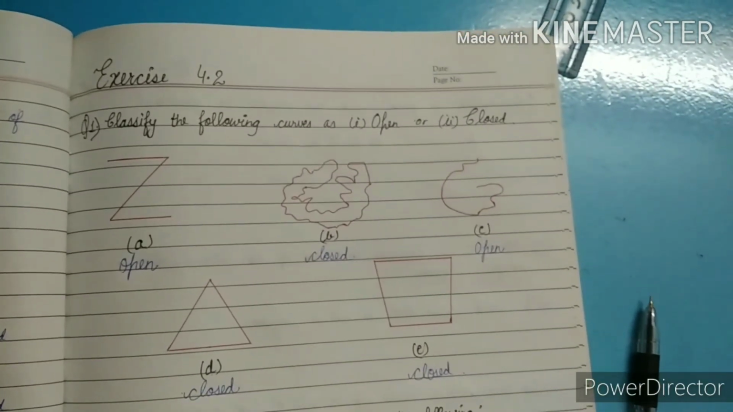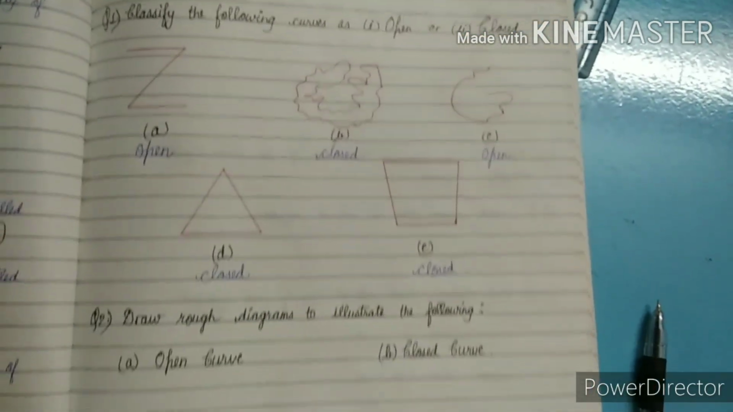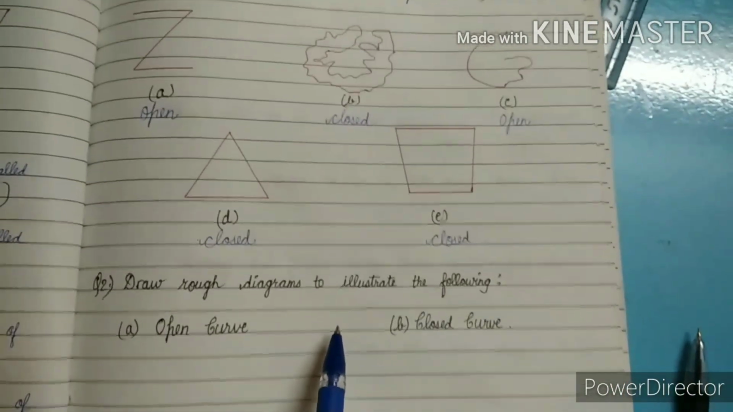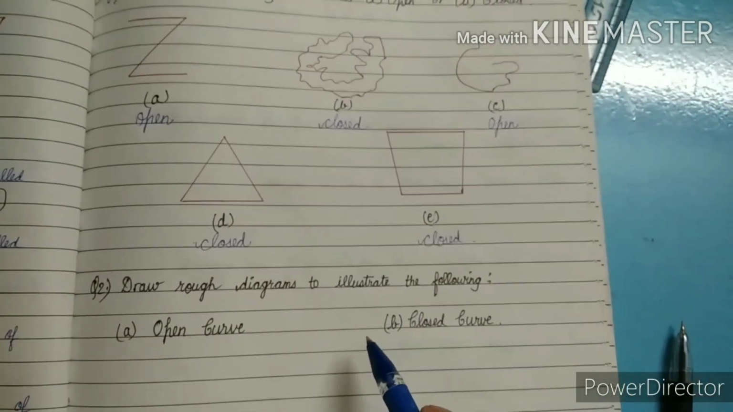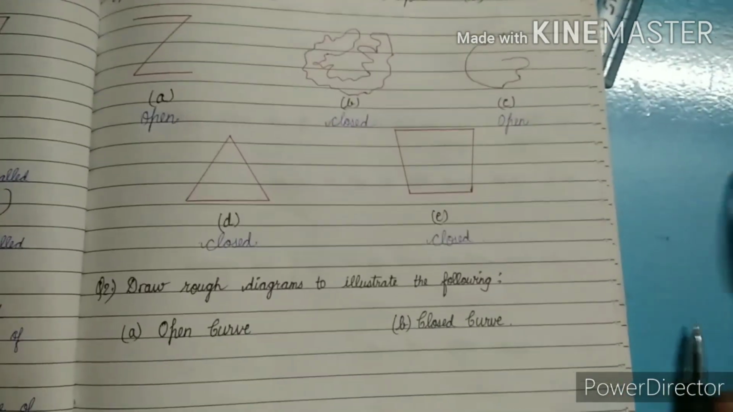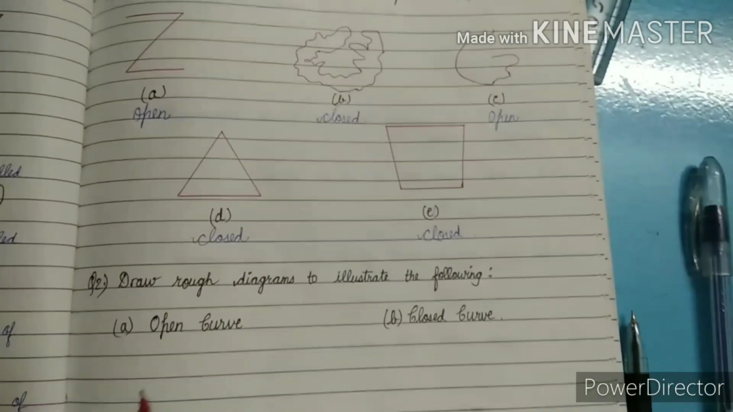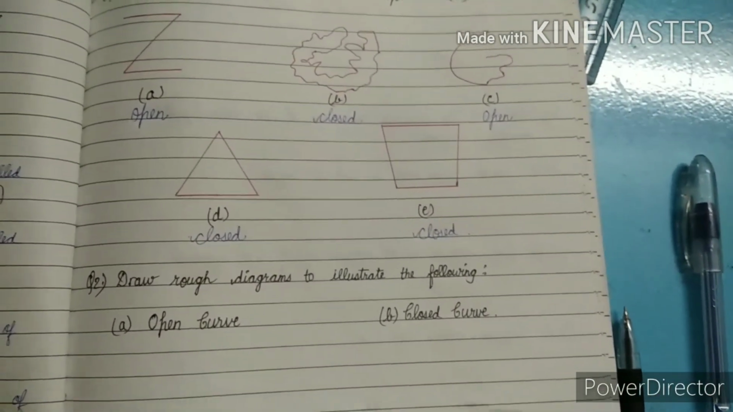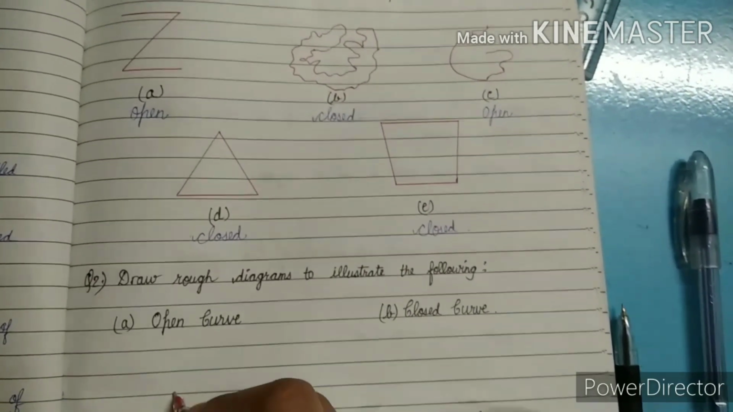Now question number 2 is: draw rough diagrams to illustrate the following. We have to draw any rough diagram according to our choice. First is an open curve. It means its endpoints do not meet at one position. So you can draw it as you choose.